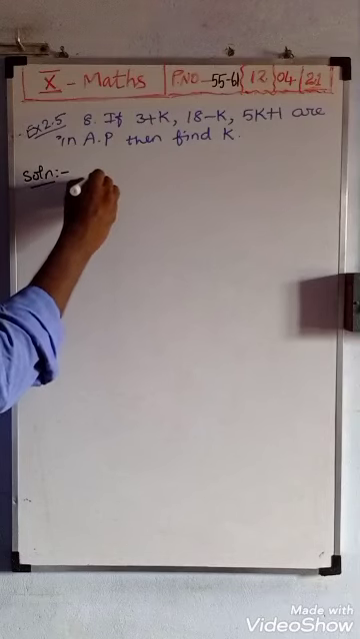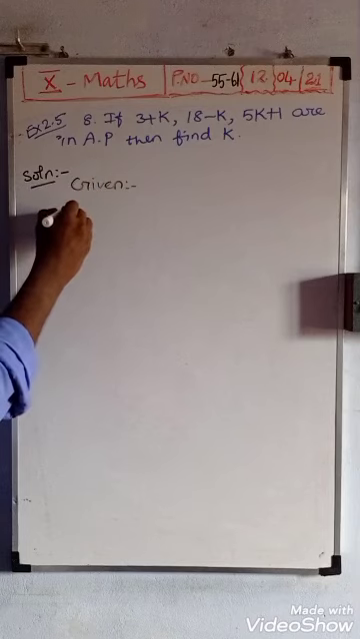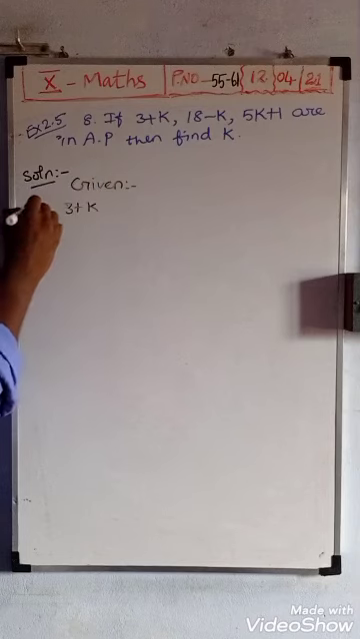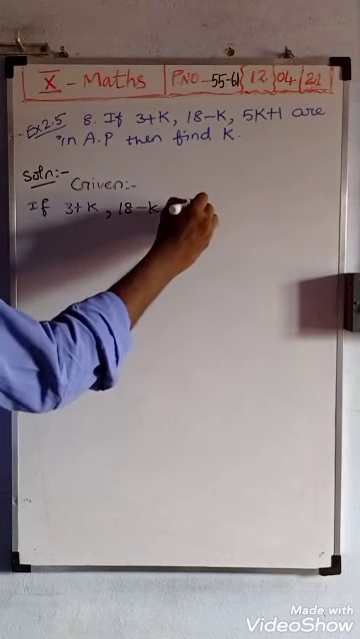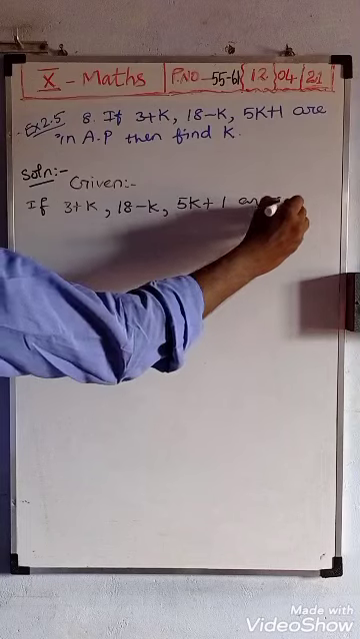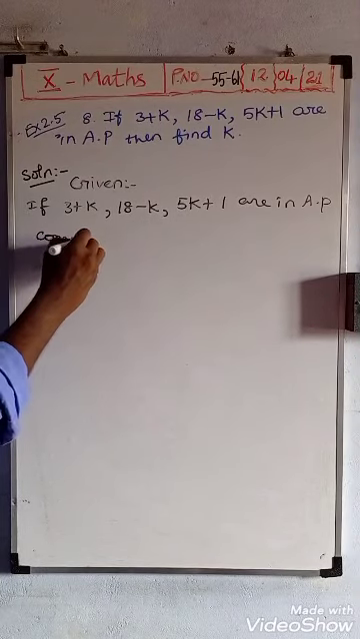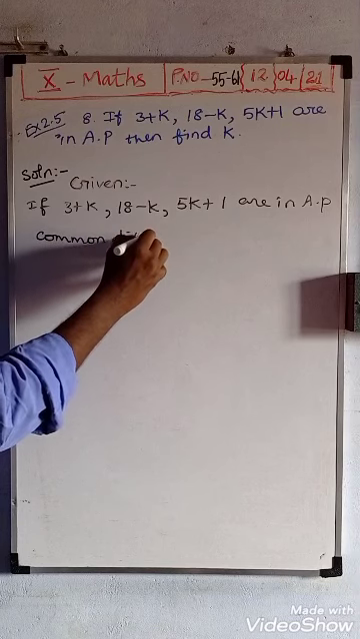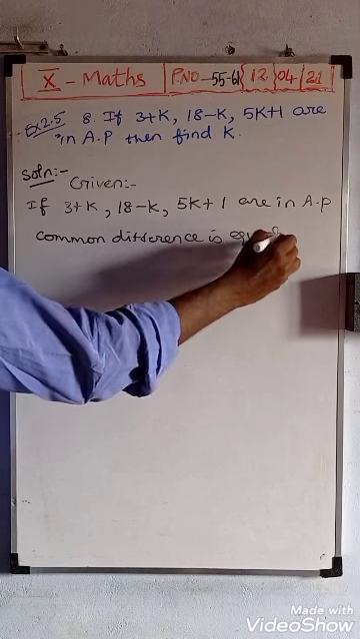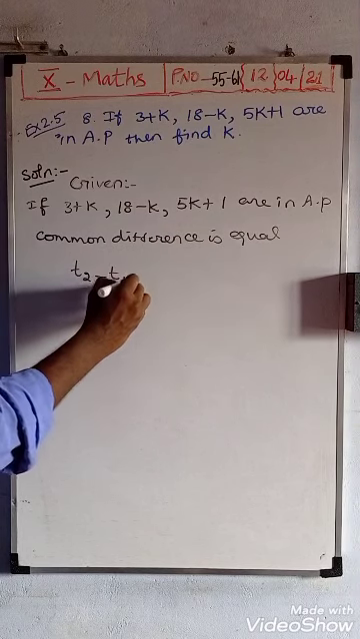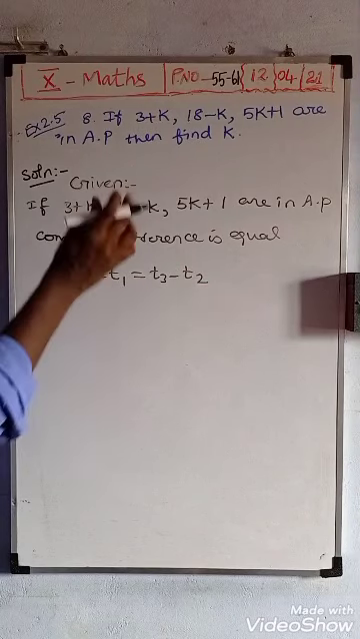Given 3 plus k, 18 minus k, 5k plus 1 are in AP. Are in AP means common difference is equal. Therefore, T2 minus T1 is equal to T3 minus T2. Only 3 terms are given, so equate.